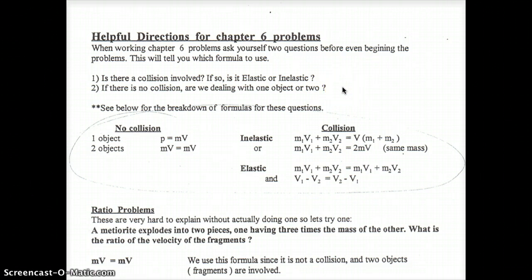Question number 2 is, if there is no collision, are we dealing with one object or two? So here are the formulas. I'd suggest studying this breakdown of formulas. If there's no collision and only one object, then you can use the momentum equation, which is P equals mass times velocity. And if there are two objects, then you set mass times velocity of one object equal to mass times velocity of the other. Now if there's a collision, these are the exact same formulas that we used for inelastic and elastic, and you can just work off of that.